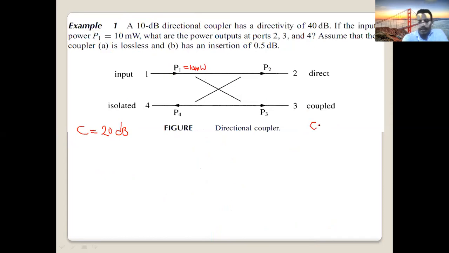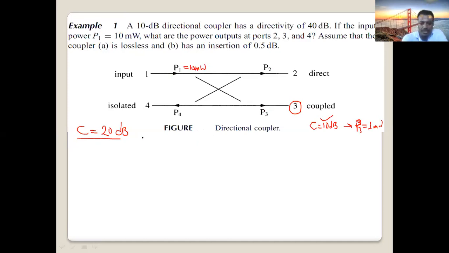Previously, when C is 10 dB, how much is P3? How much power sampled? Sorry, it's P3. P3 is how much? 1 milliwatt. Okay, 1 milliwatt. From 10, 1 milliwatt goes to port 3 when C is equal to 10. Now let's bring another coupler with 20 dB coupling. C now is 20. Now how much P3 will be? How much power this coupler will sample?